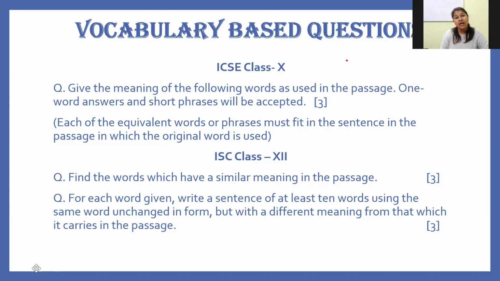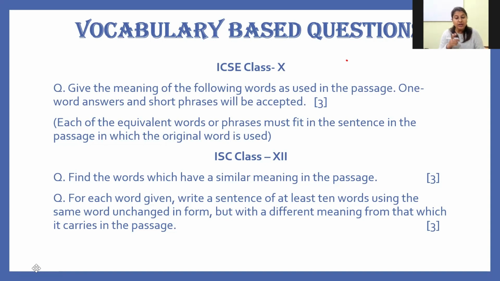Now let's talk about ISC, that is class 12. They get 2 questions on vocabulary for 3 marks each. One is find the words which have a similar meaning in the passage. What does it mean? It means that the meaning is given and you have to find a synonym of that word from the passage itself. Okay, the meaning is given and you have to find the original word.